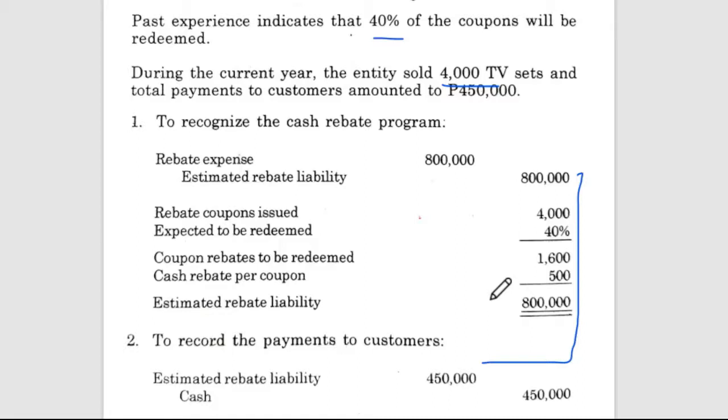If the problem asks how much is the rebate expense, you have to remember that the expense does not relate to the payments. The rebate expense is on the estimated rebate liability, and the estimated rebate liability will be reduced by the payments to the customer. So if you're asked how much is the rebate expense, that would be 800,000.